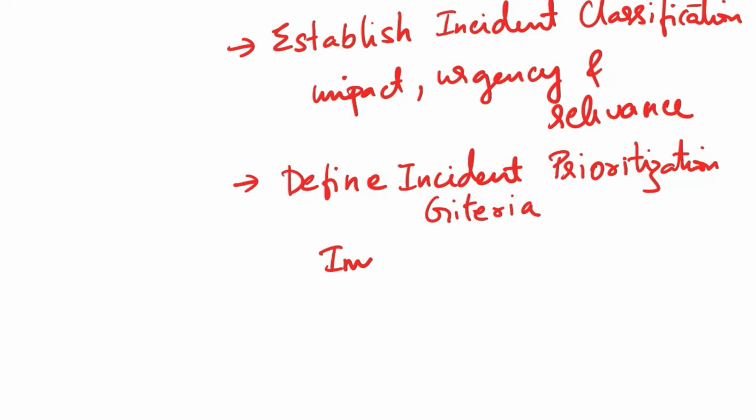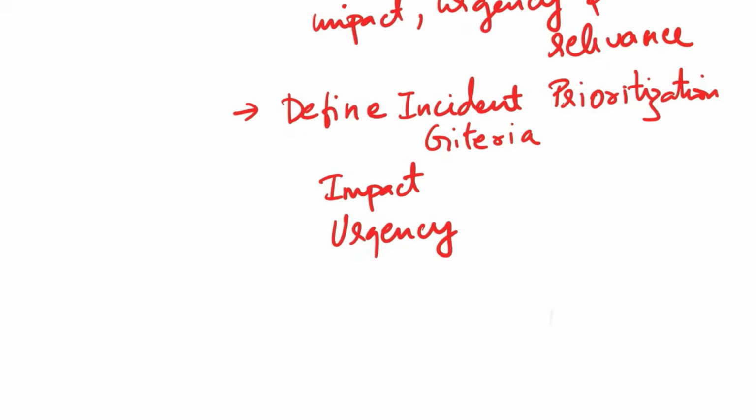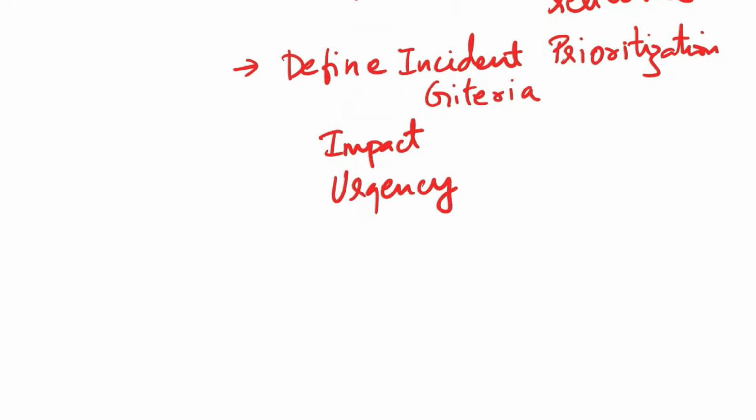So for impact, consider the potential impact on the organization's assets, data, and operations. Incidents that pose higher risk or can result in significant financial or reputational damage should be prioritized. Next is urgency. Here you assess how quickly the incident needs to be addressed. Incidents that require immediate attention due to ongoing exploitation or severe consequences should receive higher priority. Next is relevance.